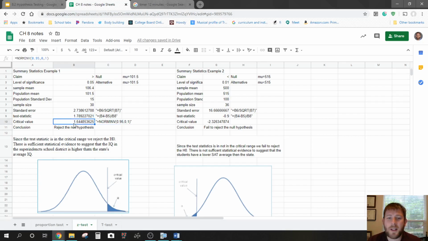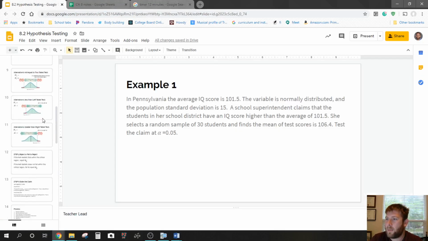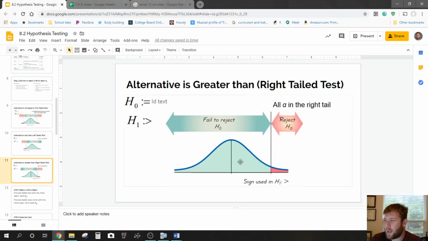And the real question is, remember, this critical value right here, that's this line right here. Because it's greater than, we have a right-tailed test. And I have that over here in the notes. Basically meaning, this is our critical value right here, this black line. This is the critical region. If the test statistic falls in the critical region, we reject the null hypothesis. If it's in this other region, we fail to reject the null hypothesis.